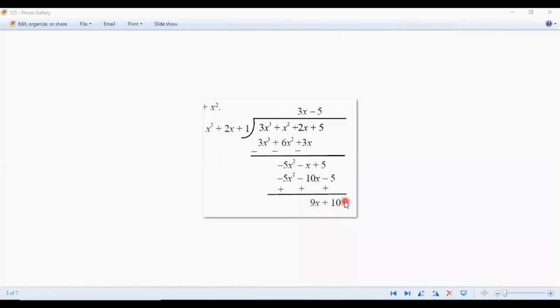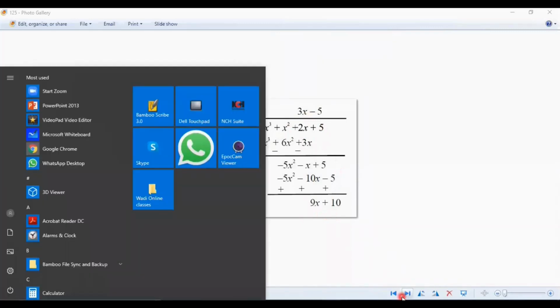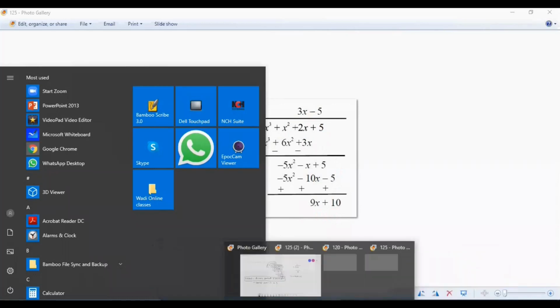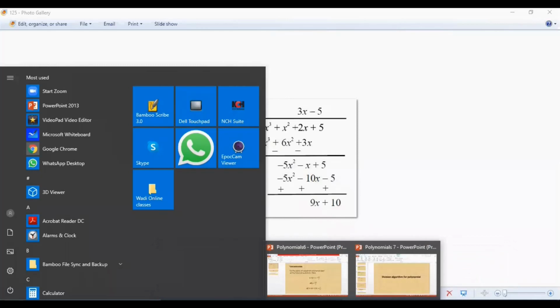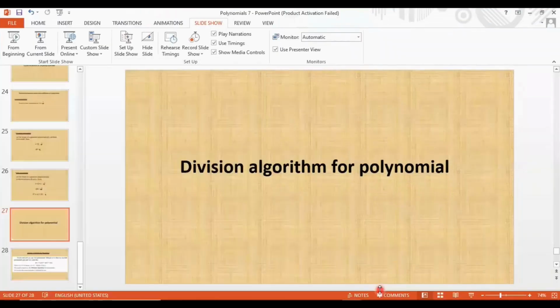Okay. So here we have the dividend, divisor, quotient and the remainder. You can write the same relation here also. You can write 3x cubed plus x square plus 2x plus 5 is equal to x square plus 2x plus 1 into 3x minus 5 plus 9x plus 10. Okay, so now we will see what the division algorithm is. That relation I just explained is called the division algorithm of polynomials.